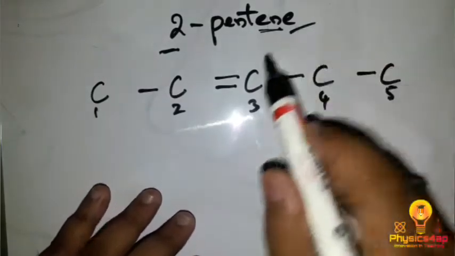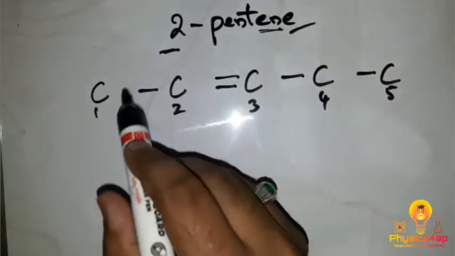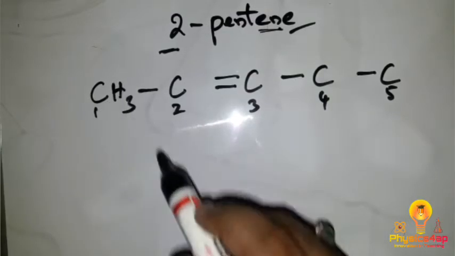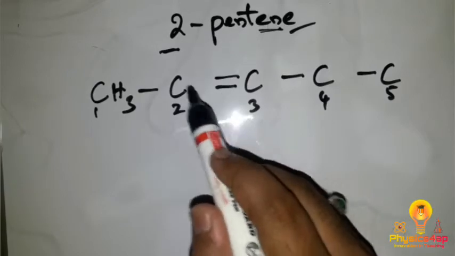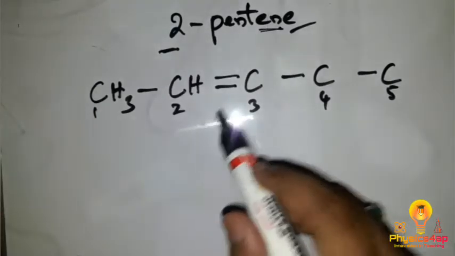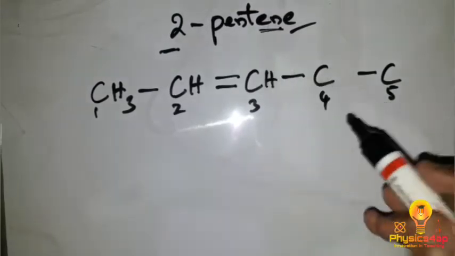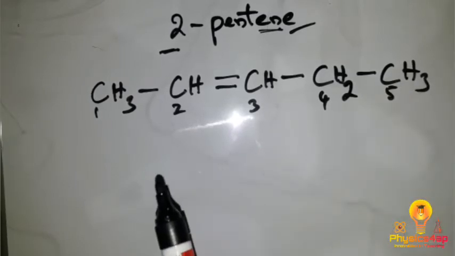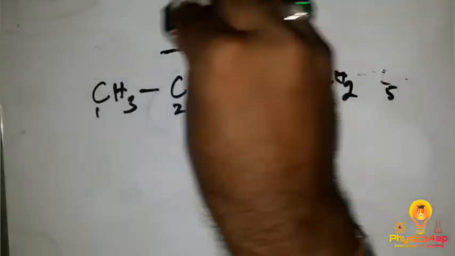And e represents hydrocarbons. Now fill it. Here 1 bond, so we need 3 hydrogens. Here 1, 2, 3, so 3 on the left, 3 over, 1 left. So 1 hydrogen. Here also 1, 2, 3, 1 hydrogen, 1, 2, 2 hydrogens, and here 3 hydrogens. So this is about double bonds and triple bonds. When they are given, mention the numbers and draw where the bonds are represented.